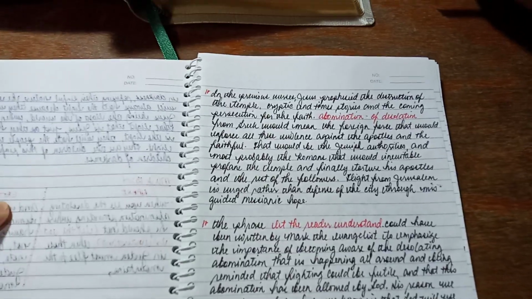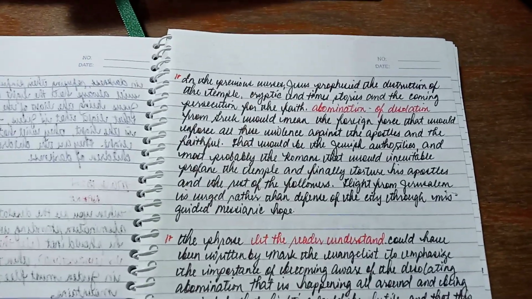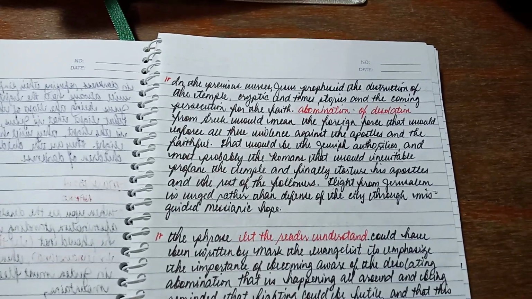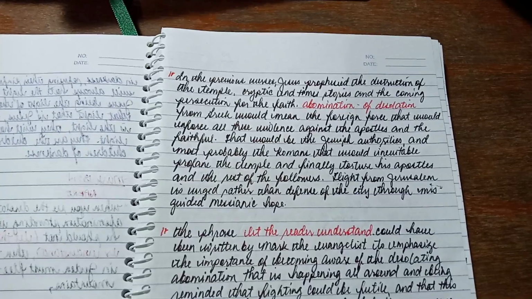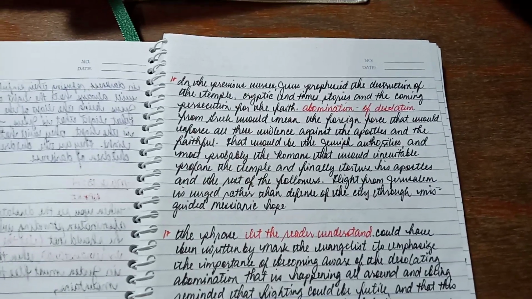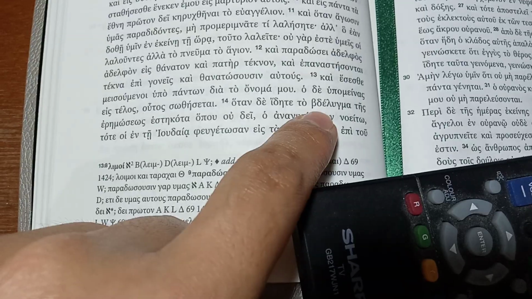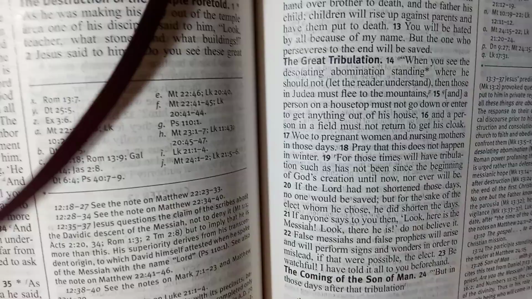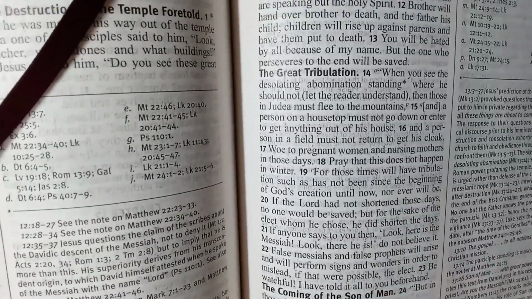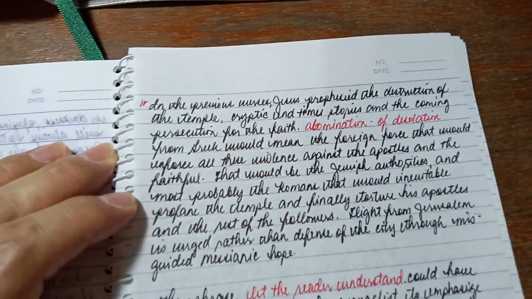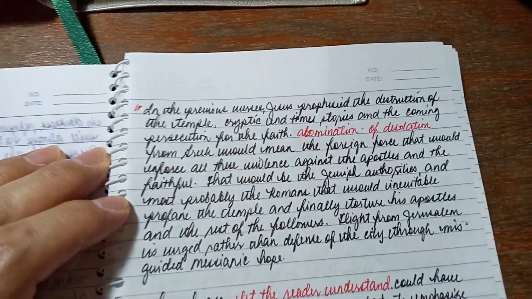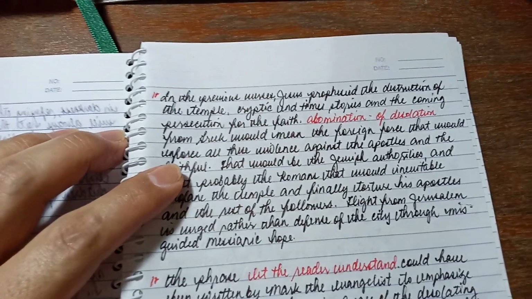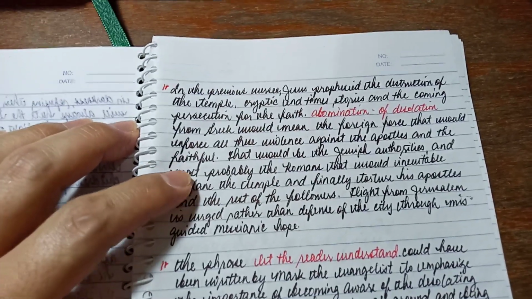Now this is my analysis. In the previous verses, Jesus prophesied the destruction of the temple, cryptic end-time stories, and the coming persecution for the faith, abomination of desolation. This is the one, abomination of desolation. But here in NABRE, this is rendered as desolating abomination. So abomination of desolation, as I rendered from the Greek, would mean the foreign force that would enforce all this violence against the apostles and the faithful.